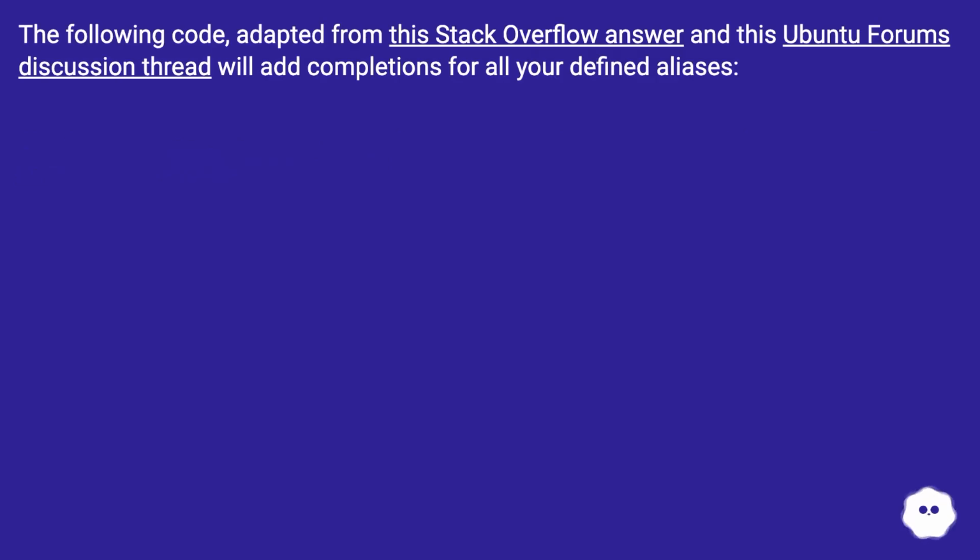The following code, adapted from this Stack Overflow answer and this Ubuntu Forums discussion thread, will add completions for all your defined aliases.